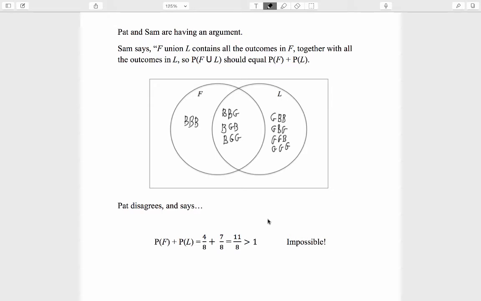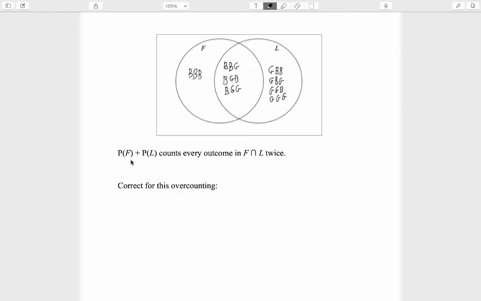In particular, if we tried to compute this way, every outcome in the intersection, in this overlap region, every outcome in the intersection of F and L would be counted twice, once as part of F, but again as part of L in this computation, probability of F plus probability of L. Instead, they should be counted only once each. So the specific problem with Sam's idea is that this sum, P of F plus P of L, counts every outcome in the intersection of F and L twice.